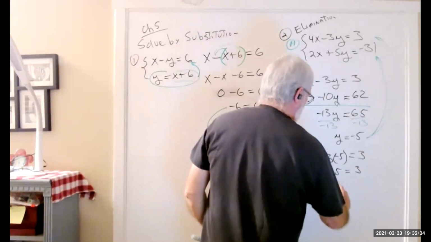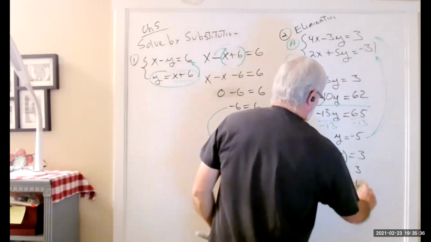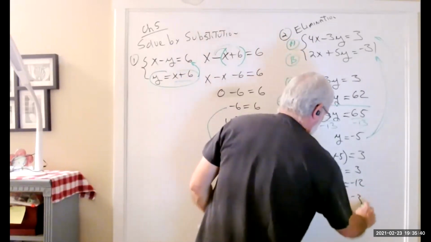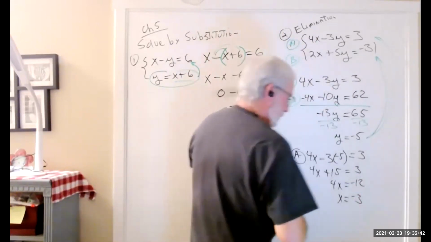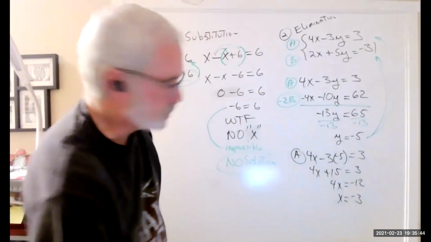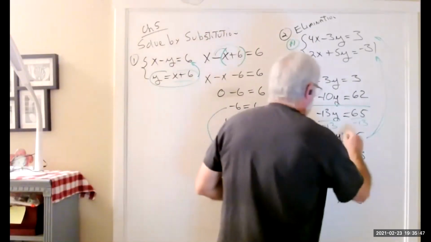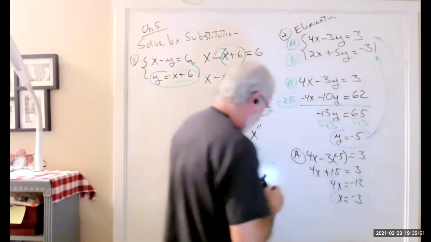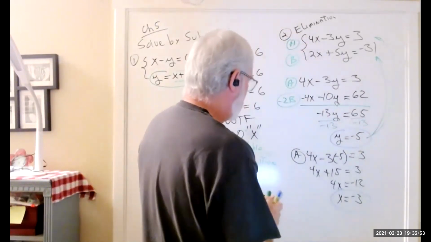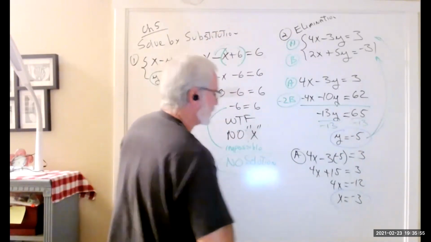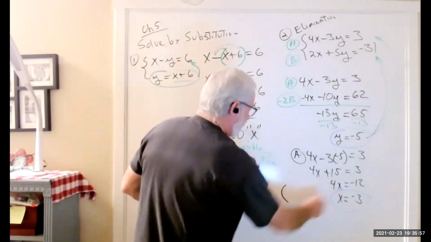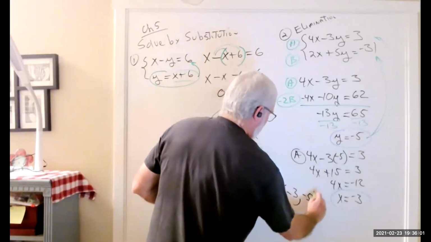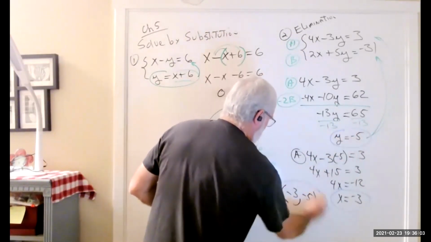Take away 15, -12, divide, x is -3. So I got y is -5, x is -3. The correct way to do this, I think Vince asked this last week, is the ordered pair -3, -5. This is my answer.